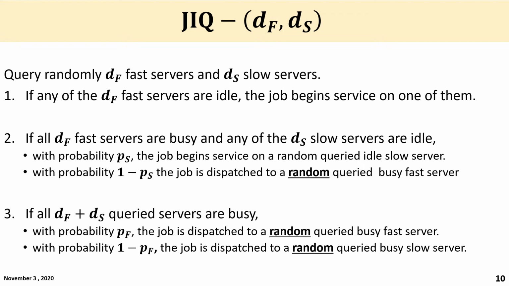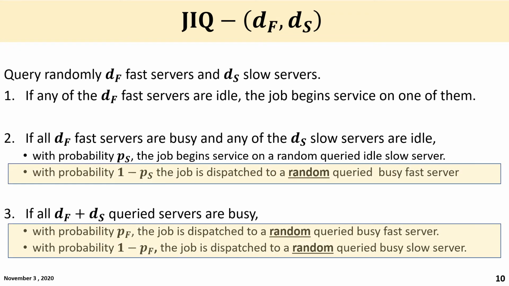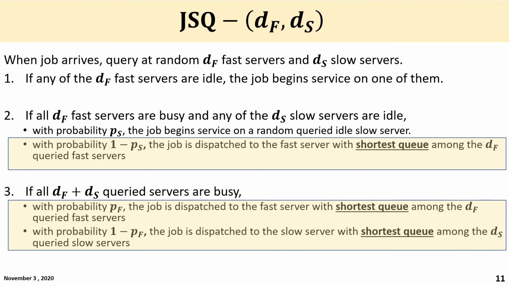Under the join the idle queue DF-DS policy, the selection of the busy server in the queue was random. However, under the join the shortest queue DF-DS policy, the job will be sent to the busy server with the shortest queue among the queue-read servers of that particular speed. Let's better understand this using illustrations.